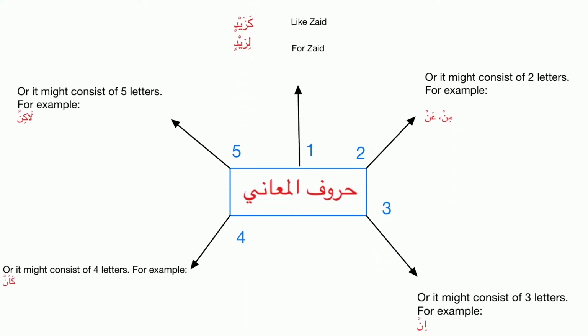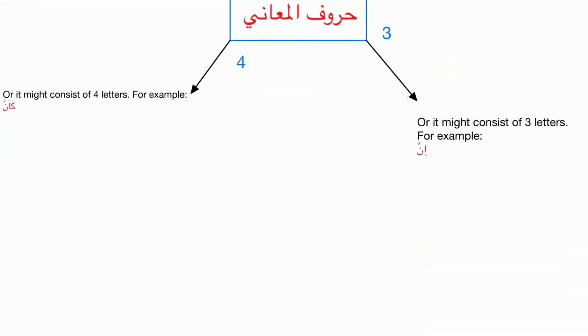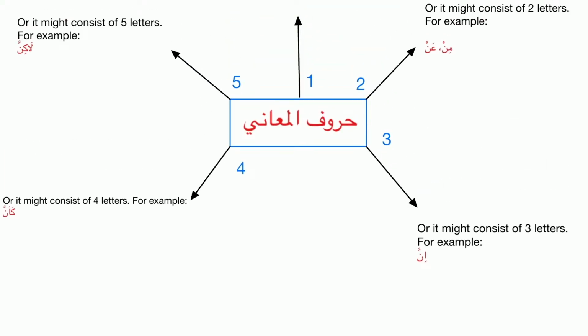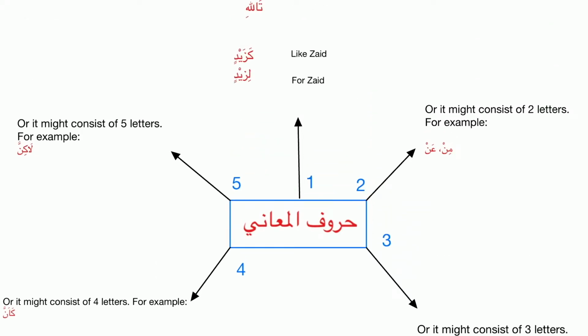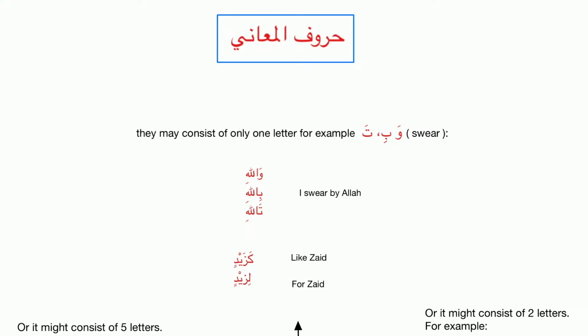What about two? It might have two letters, like min, from. An also means from. What is the example of three letters? Inna, because alif and two nuns. Now four letters: ka'anna. And lakinna has five letters. So this is easy. I just attach it with the fi'l: ism can have 3, 4 or 5 letters, fi'l can have 3 or 4 letters, and harf can have 1, 2, up to 5 letters.